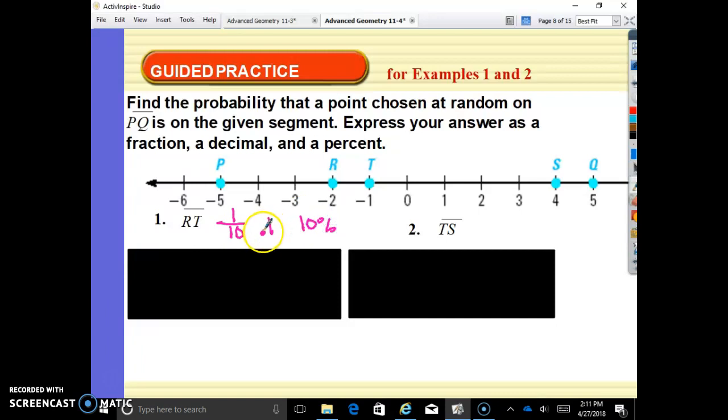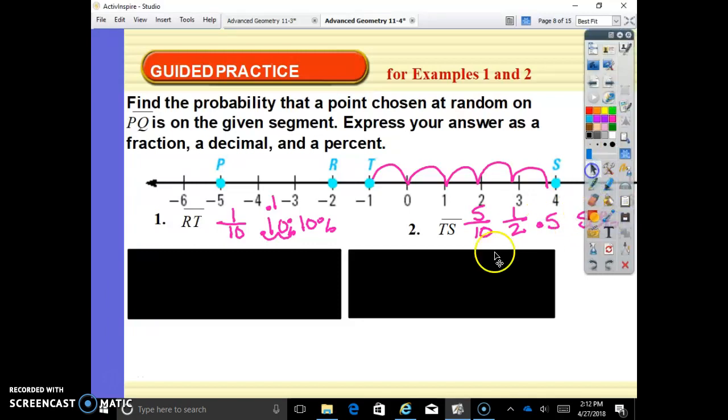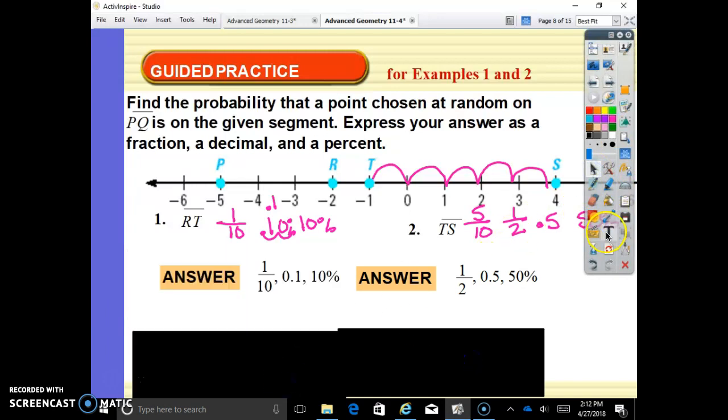To go from a decimal to a percent, you move 2 places towards the percent sign and add a percent sign. 1/10, 0.1, 10%. TS. 1, 2, 3, 4, 5. 5 out of 10 reduces to 1 out of 2, which is 0.5. Move it over twice, it's 50%. Move it 2 places towards the percent sign and add a percent sign.